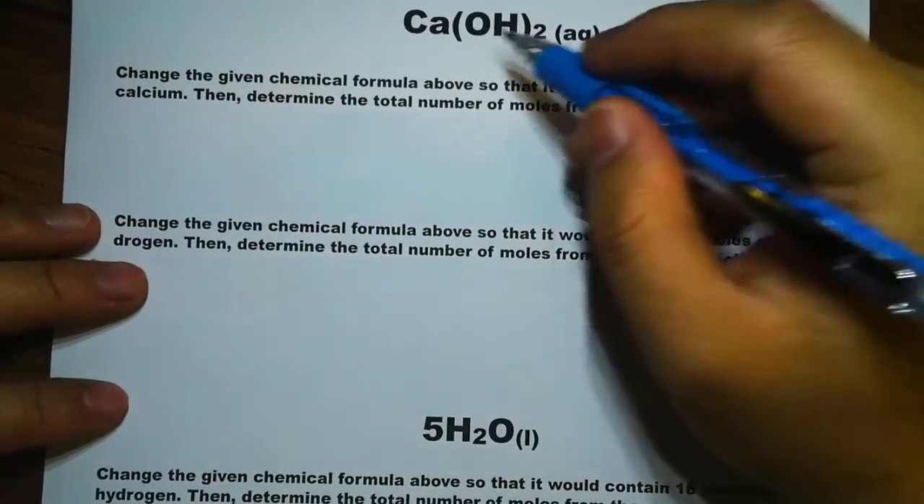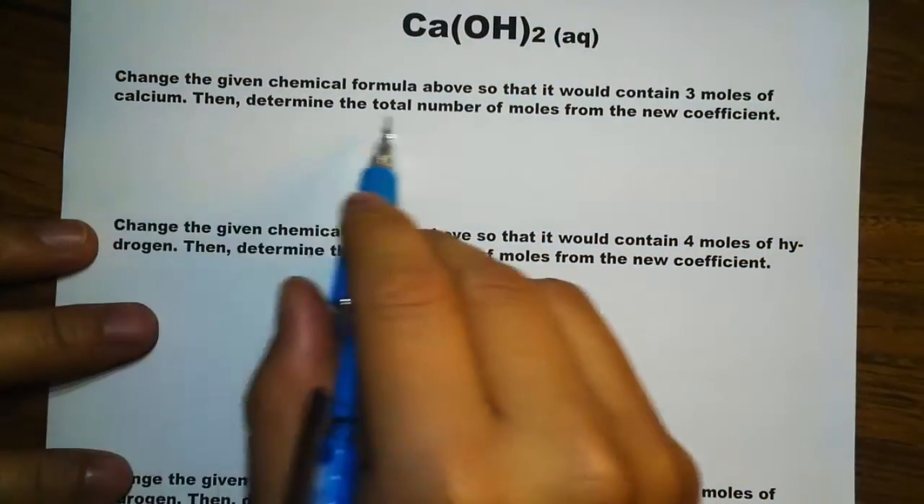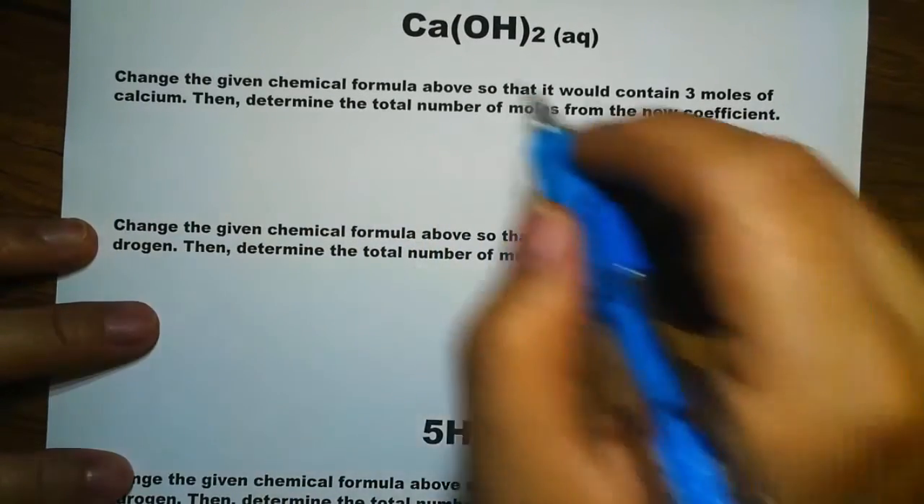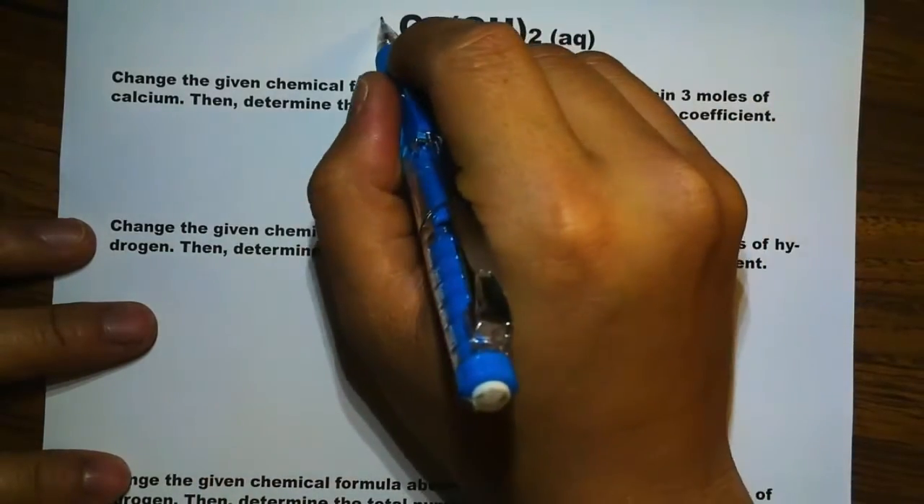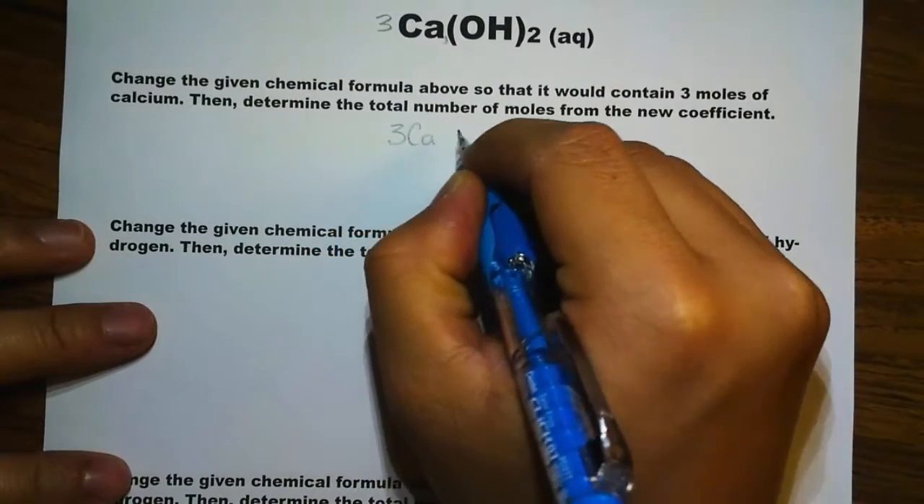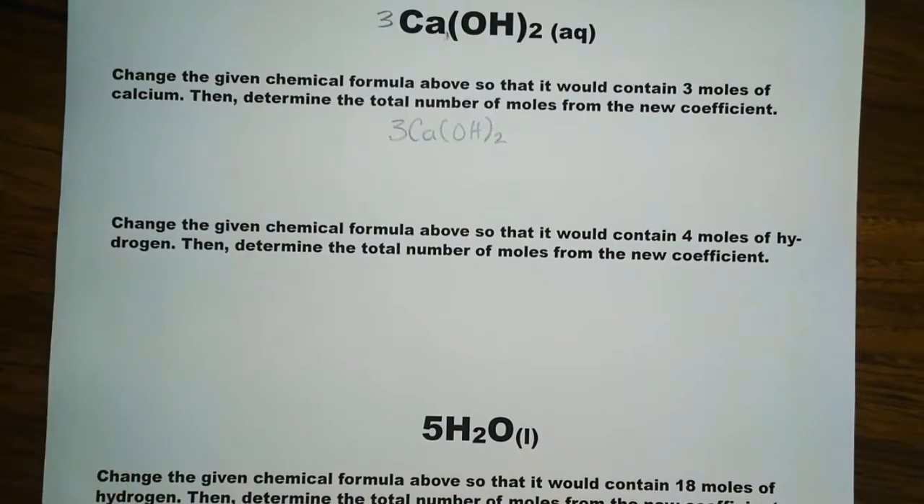Let's try another problem. Here we have calcium hydroxide, okay? Change the given chemical formula above so that it will contain 3 moles of calcium. So notice how calcium right there, the subscript is 1. So we need 3 of that. We had to put a 3 there. So our answer is going to be 3 Ca(OH)2. Okay?